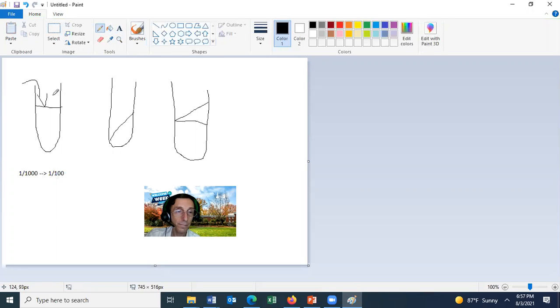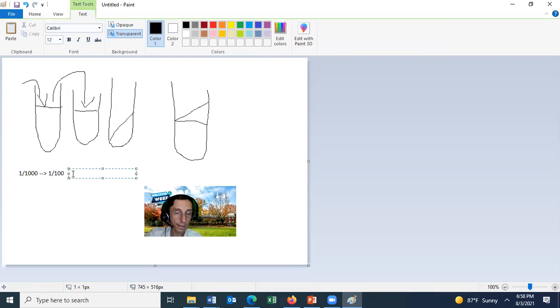But we could then take from this and take an aliquot and put it into another tube, and grow it again. And now we can increase the microbe from 1 in 100 to 1 in 10.